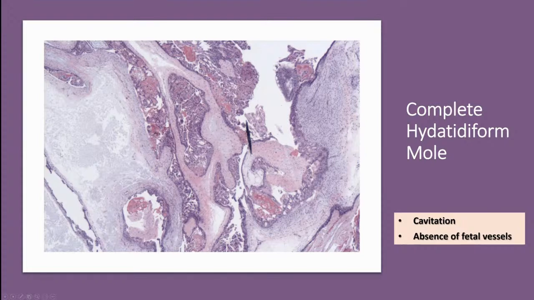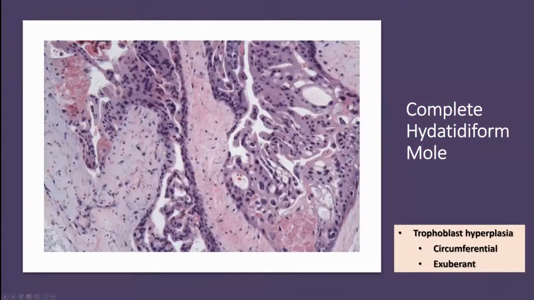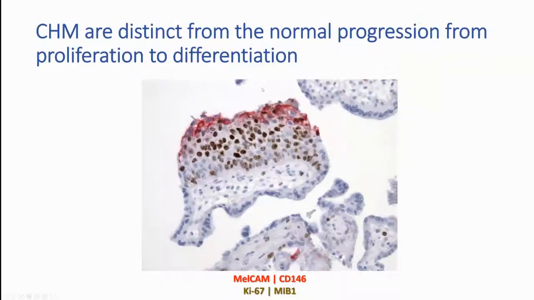There's this huge cavitation where the contents are completely degenerating and filled with this protein-rich fluid, and an absence of fetal blood vessels. There's the trophoblast hyperplasia, which is circumferential and often exuberant, but not always. I'll show you a few examples where that's pretty minimal. And complete moles are distinct from the normal progression of proliferation to differentiation in normal gestations.